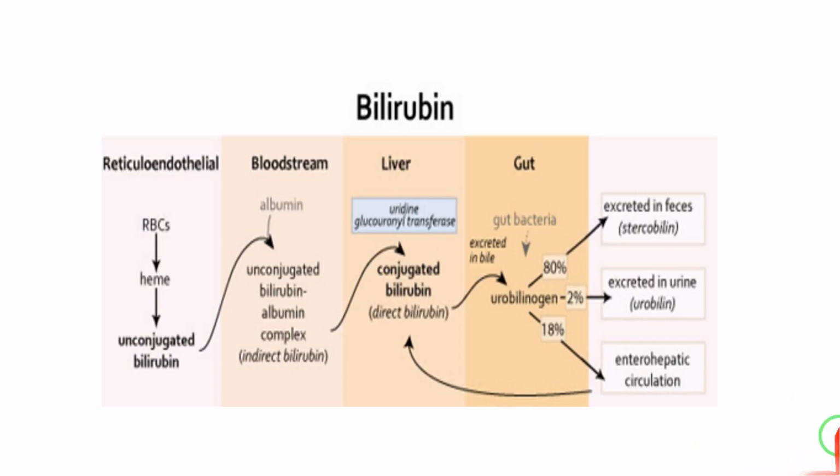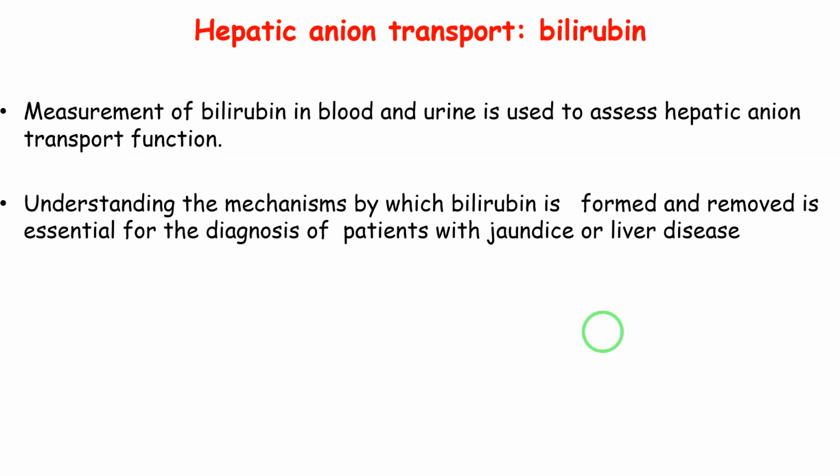If we look at the fate of the bilirubin, we will see that most of this bilirubin that originates from the RBC will be excreted in the feces, 2% will be excreted in the urine, and some will be reabsorbed and recycled again to the enterohepatic circulation.